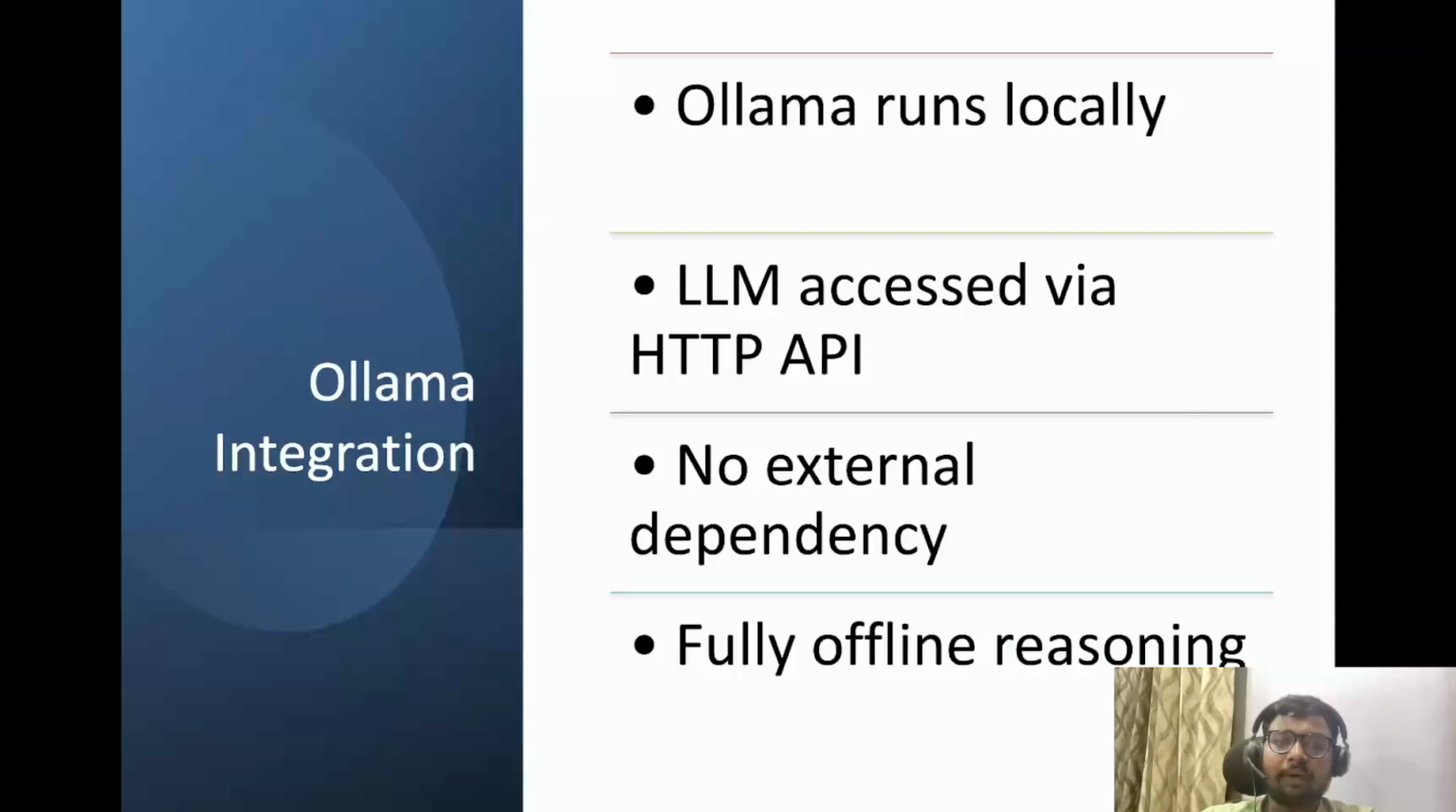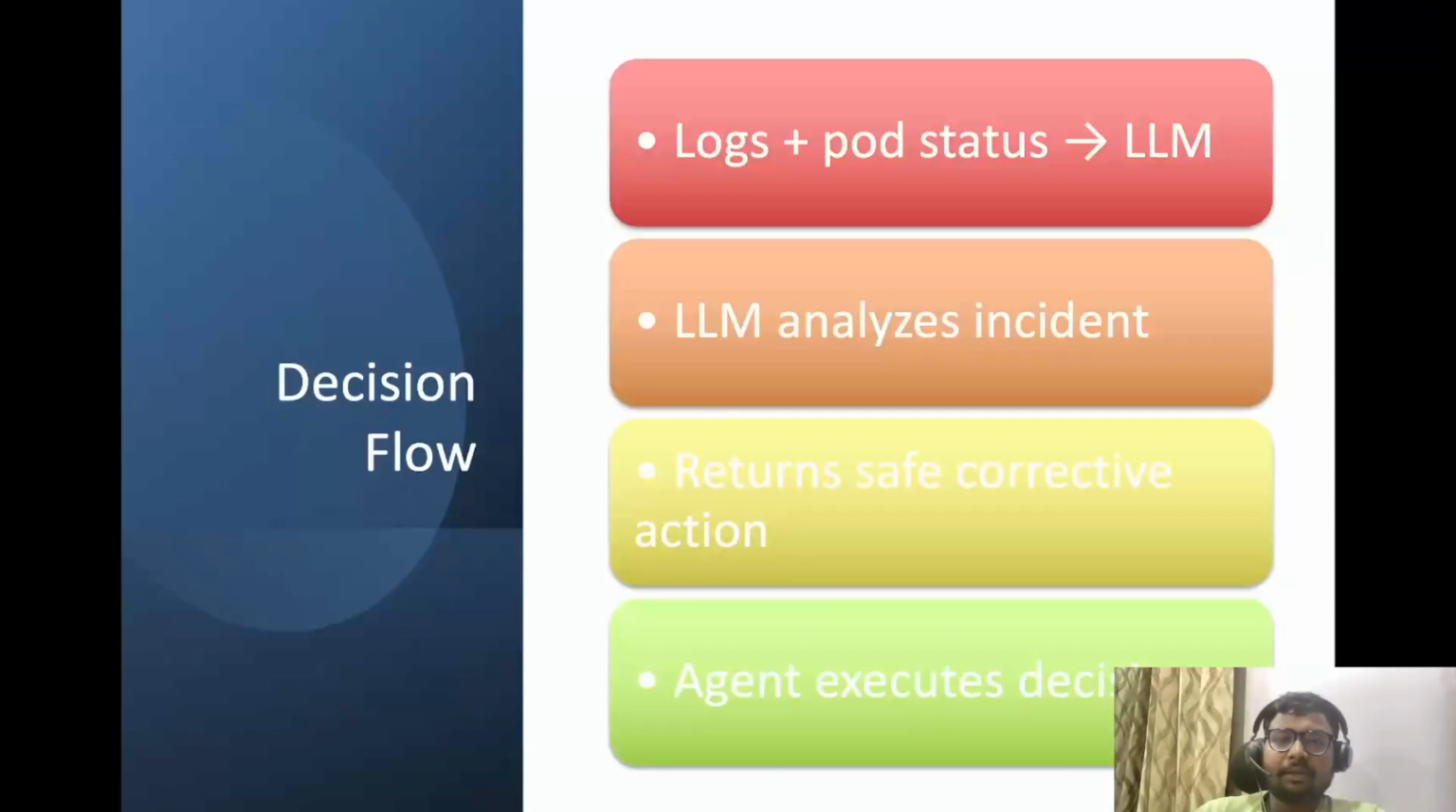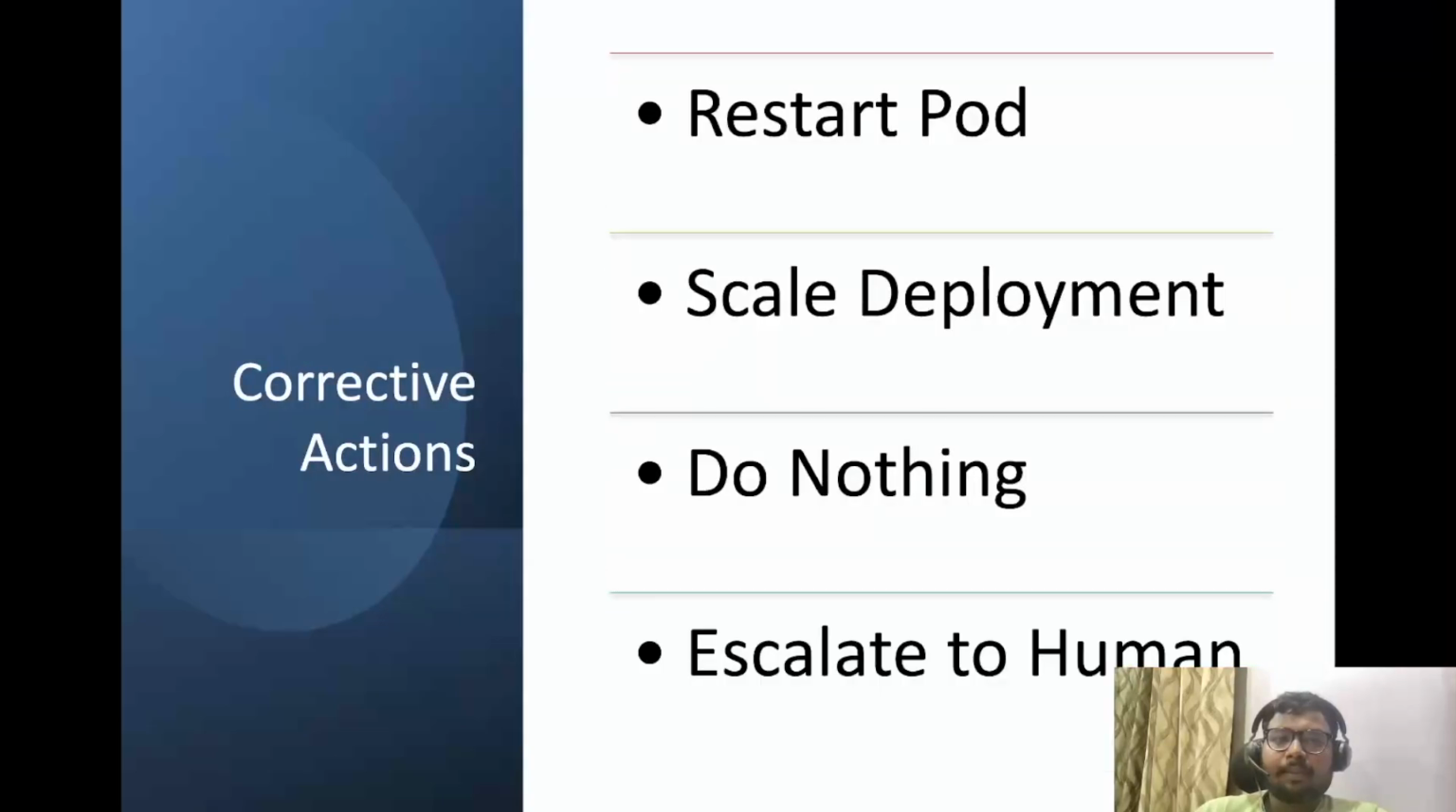For the Ollama integration, we run Ollama locally, with LLM access via an HTTP API, no external dependency, fully offline. The decision flow is the same. We are using logs and pod status, and sending them to the LLM. The LLM analyzes the logs, takes a decision, and performs the action. These are the steps we have specified: restart, scale deployment. If the pod is running, don't do anything. And if it's not able to identify the root cause, then escalate to a human.